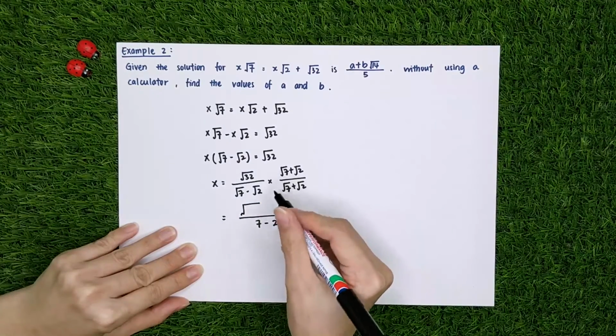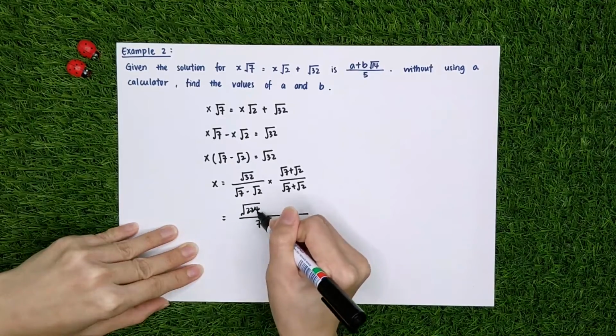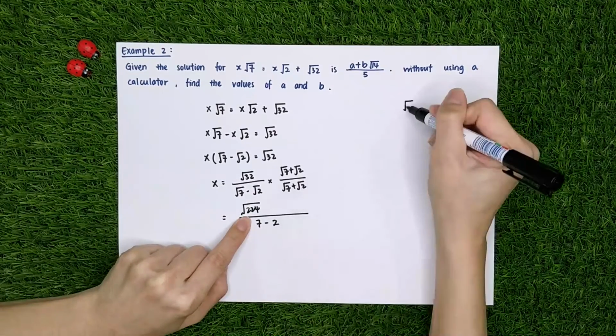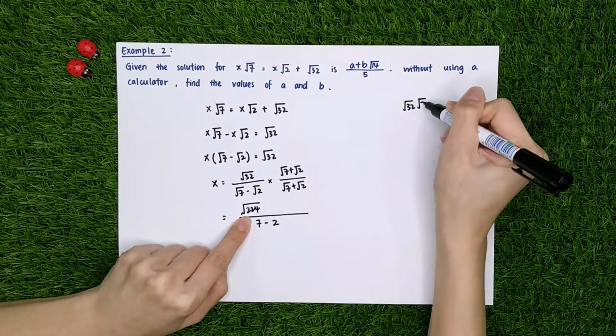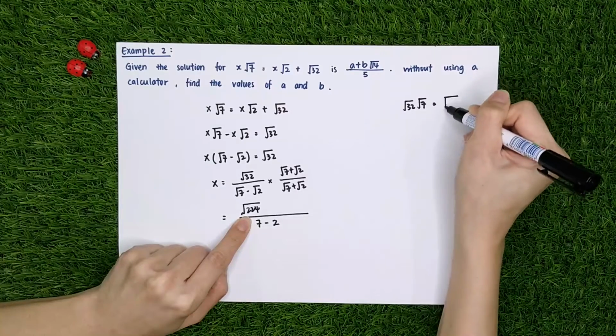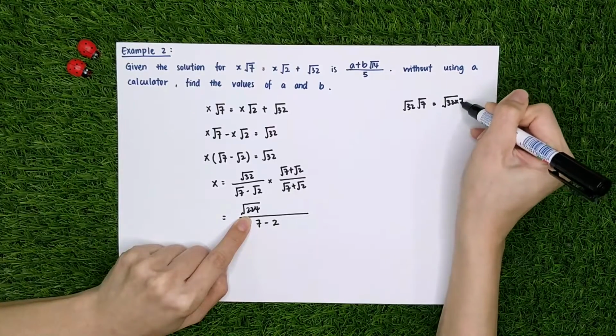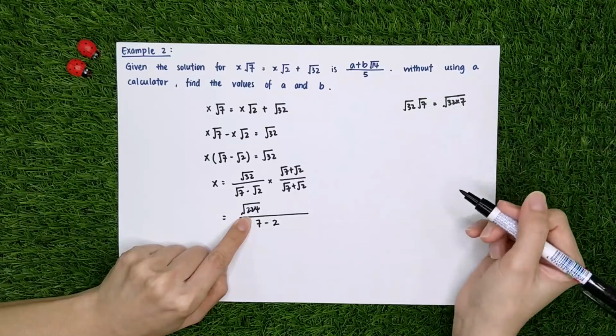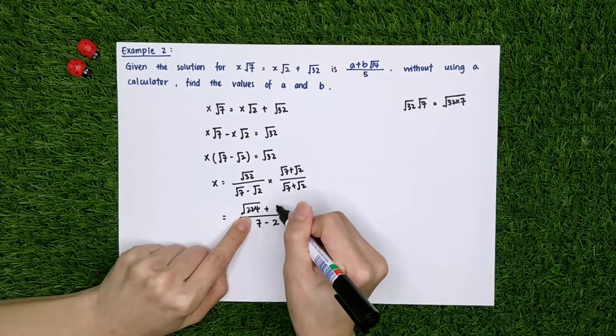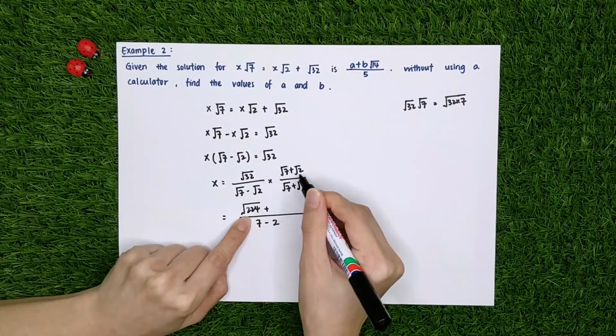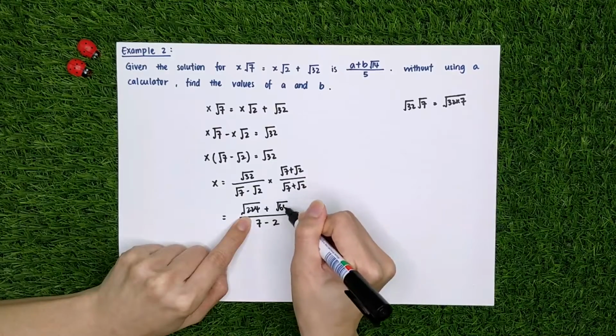32 times 7 you will get 224. Do you know how I get 224? Square root of 32 times square root of 7 equals to square root of 32 times 7. Okay, so I get 224 here. Plus square root of 32 times square root of 2, you will get 64.